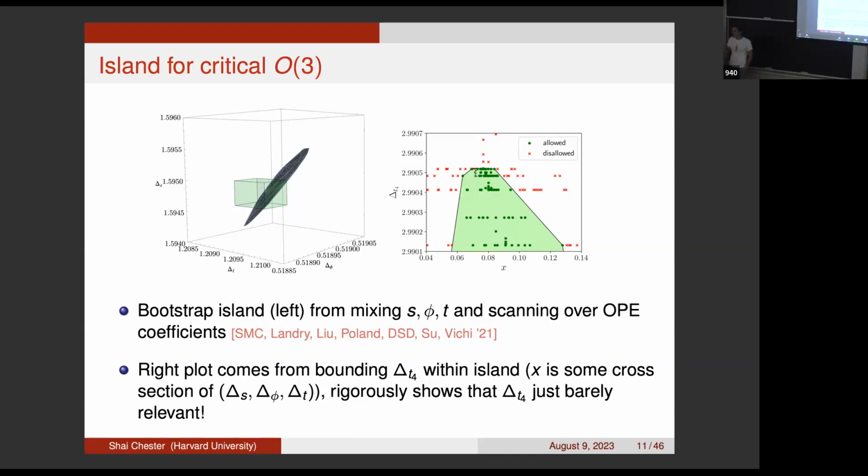You can certainly study it with conformal perturbation theory. But I agree that the ultimate proof would be to do the bootstrap with this discrete symmetry and actually get an island for this theory.